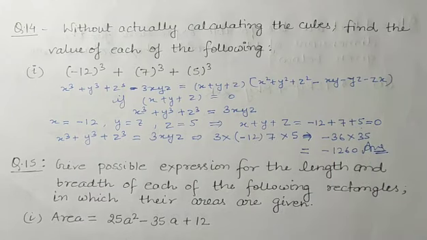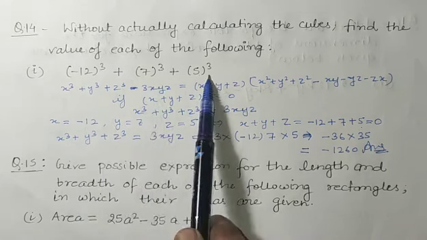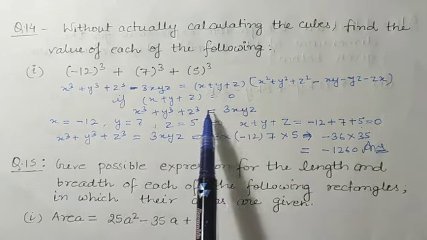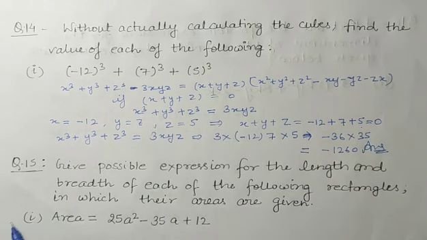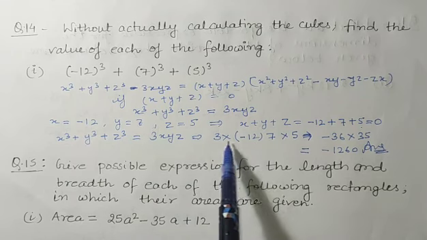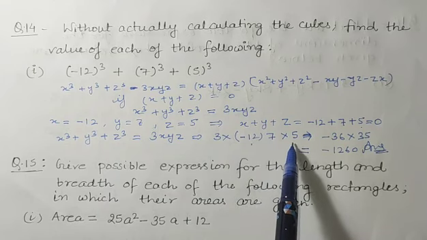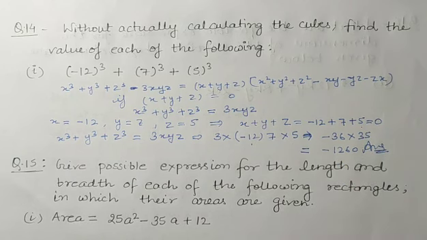Okay students, whenever the question is like this, firstly check the sum of these values, minus 12, 7, 5. Firstly check whether the sum of these is 0 or not. If it is 0, then you will apply that x cube plus y cube plus z cube is equal to 3xyz. After that you just have to put the values in 3xyz. At the place of x minus 12 was there, at the place of y 7 was there, and at the place of z 5 was there, and after multiplying it you will get minus 1260.